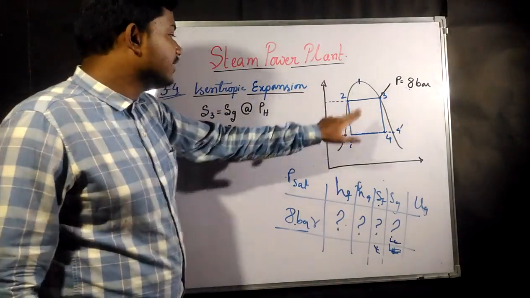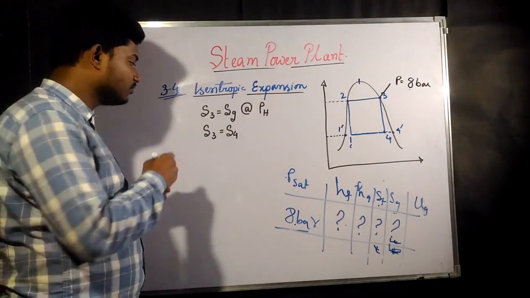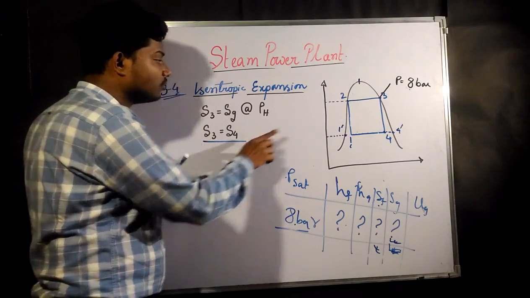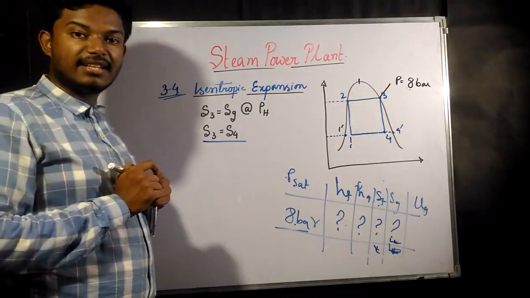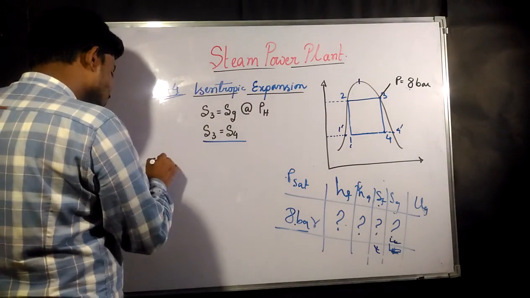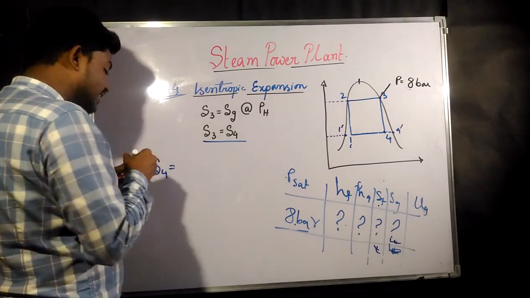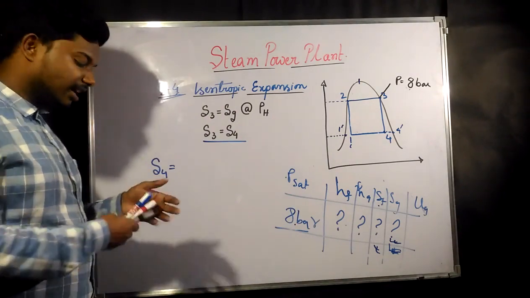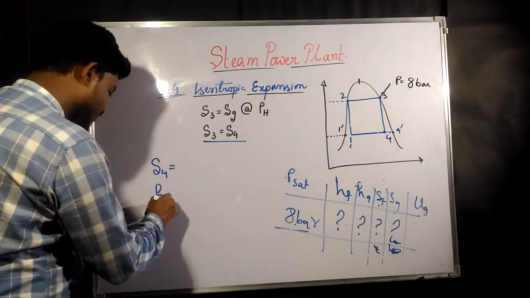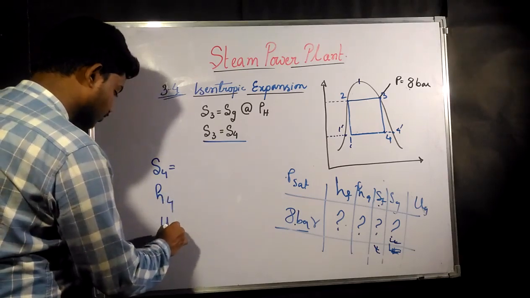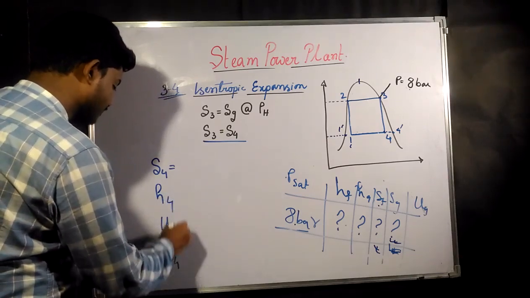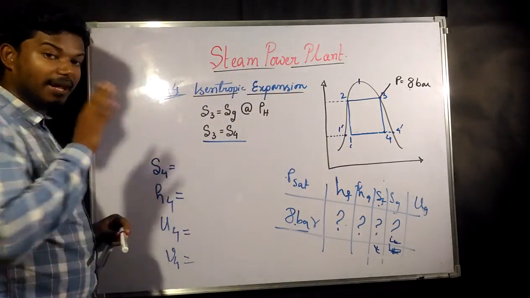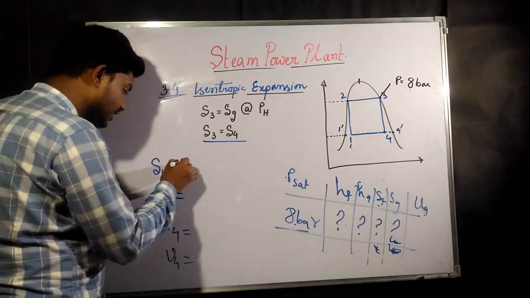Now as we know, 3 to 4 is nothing but an isentropic process. So S3 is going to be equal to S4. Now at any point inside the vapor dome, either it may be entropy or enthalpy or anything, it may be U4 or it may be V4. That means at points inside the vapor dome, at a certain point, the relation is given like this.